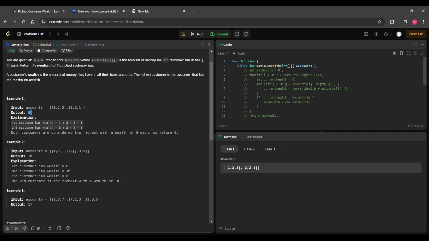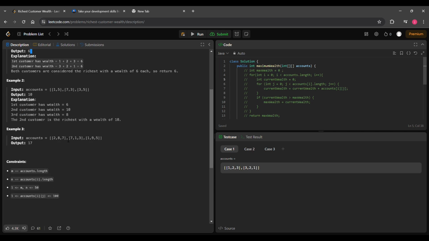Okay. If we see example 3, 2 plus 8 plus 7 is 10, 17. And if we see 7 plus 1 plus 3, that is 11. And we can see 1 plus 9 plus 5, which is 15. The highest number is 17. So the person with the highest amount of money among these three has a total of 17. So we have to return 17.